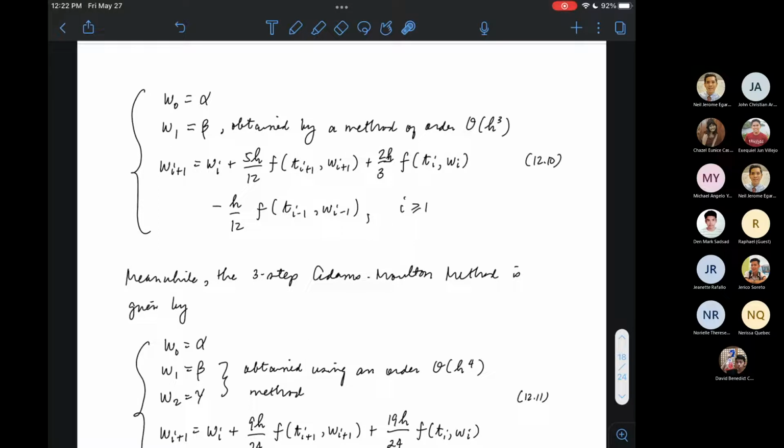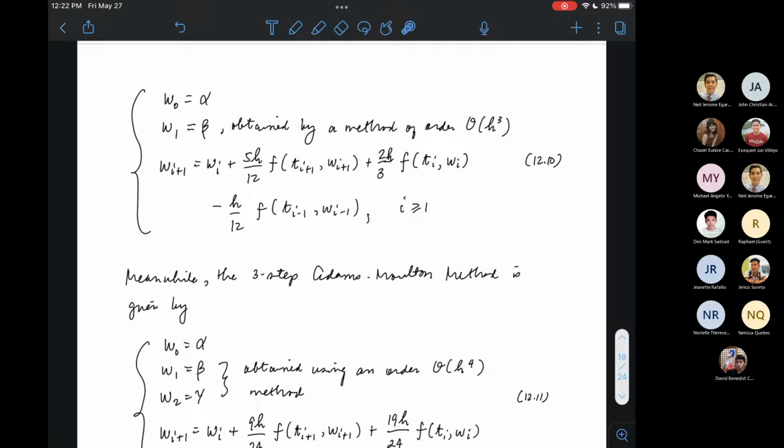Now again, this is a two-step method, but all we know from the given IVP is the initial condition. So kulang tayo ng isa pang initial data. Kasi kailangan at every time step, dalawa yung ginagamit natin. So we cannot compute w sub 1 using AM2 kasi kailangan ko doon ng dalawang initial data. Isa pa lamang yung meron ako.